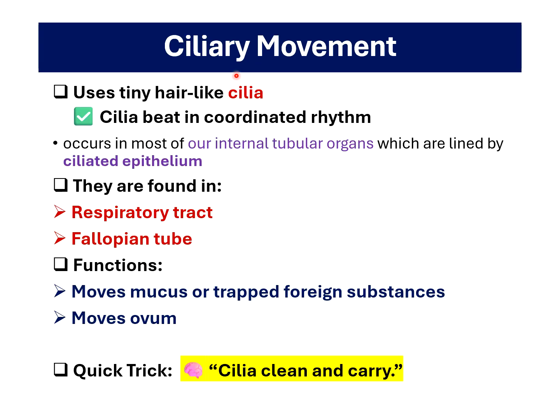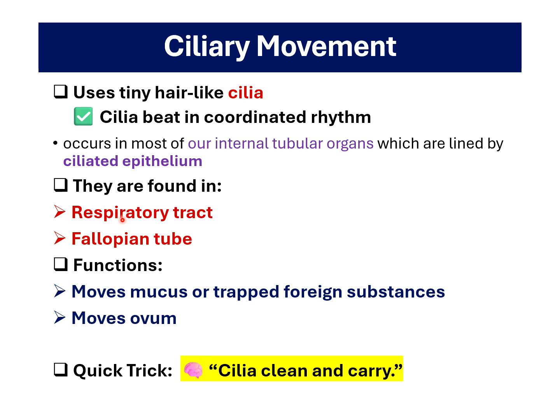The second type of movement is ciliary movement. This uses tiny hair-like outgrowths called as cilia. These cilia beat in a coordinated or rhythmic manner in order to help in movement. Now, where do you find these cilia? Cilia are mostly seen in internal tubular organs that are lined with ciliated epithelium. Okay. Examples are respiratory tract.